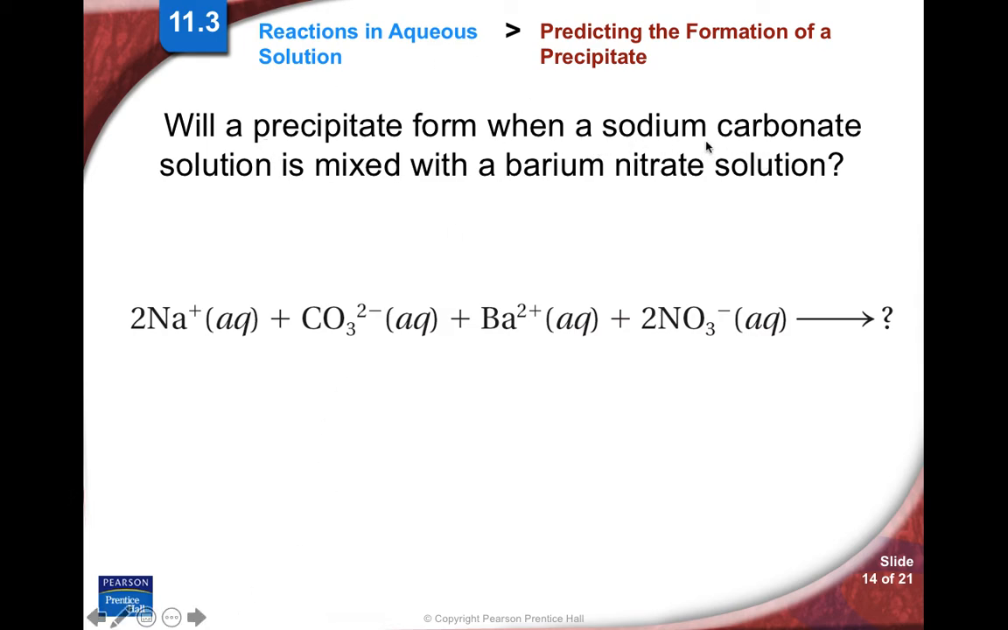All right, so prediction. What's going to happen if a sodium carbonate solution is mixed with a barium nitrate? Remember, nitrates are always soluble. Sodium compounds are always soluble. Most carbonates are not soluble. Most barium compounds are not soluble. So again, this is a double displacement. Ionic sodium carbonate, ionic barium nitrate. Notice the coefficients here to balance the charges, +1 twice to cancel a -2, +2 and 2 -1s.